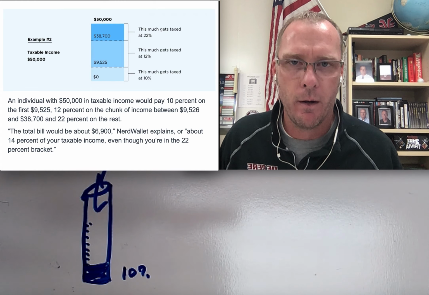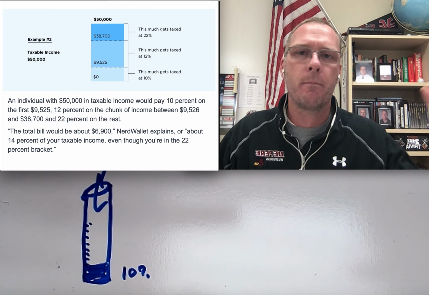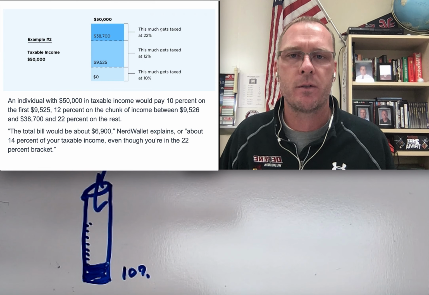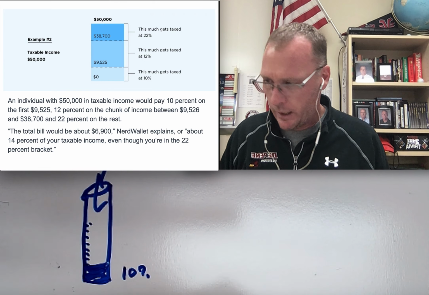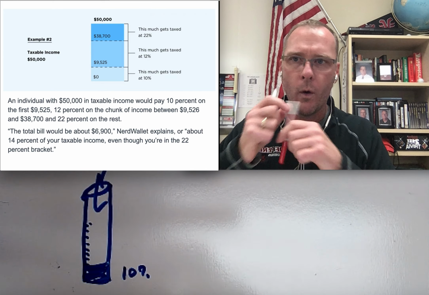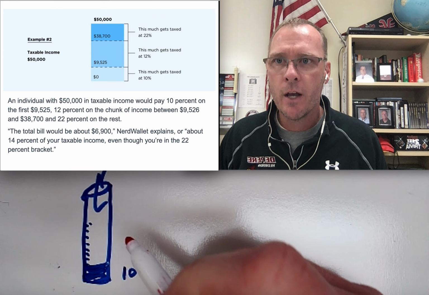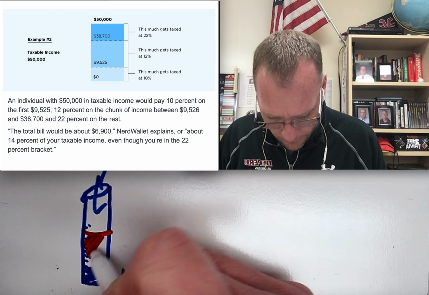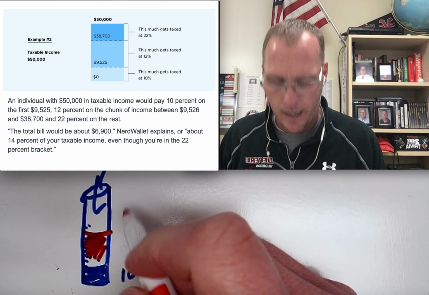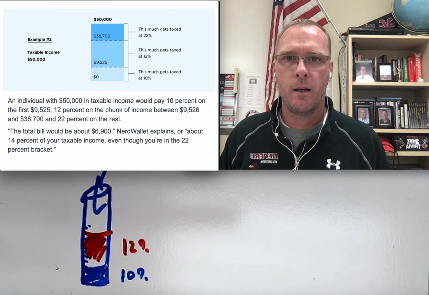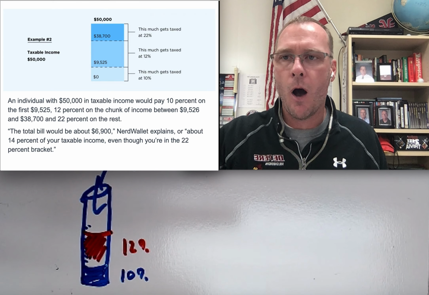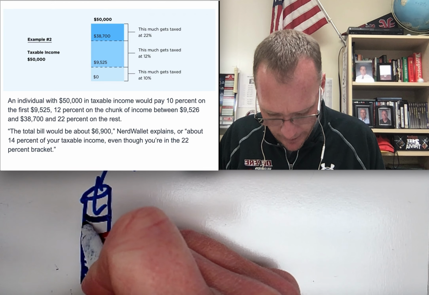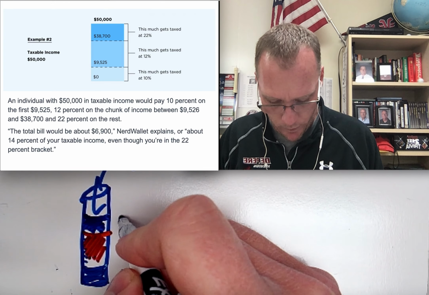So everybody, no matter how much you make, you could make $1 million, you could make $10,000, everybody's only paying 10% on the first $9,525. Then, if you pour in more income, you're like, ooh, I'm making up to $50,000, right? So anywhere between that $9,525 and the $38,700, this money is getting taxed at 12%. And then anything above that, the money over $38,700 up to $50,000, that's getting taxed up here at 22%.